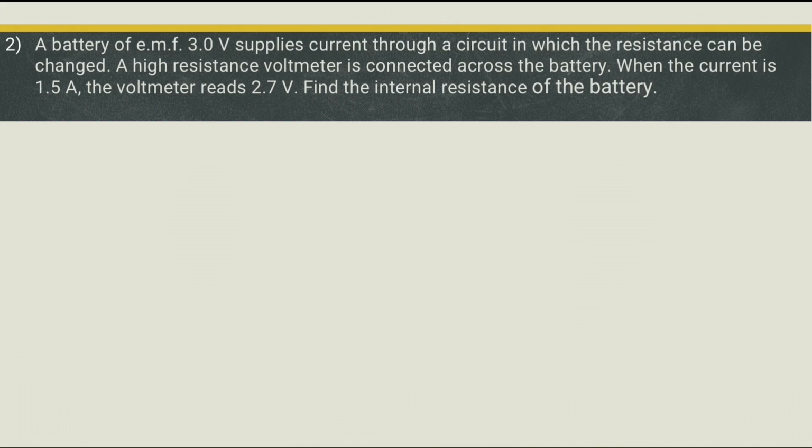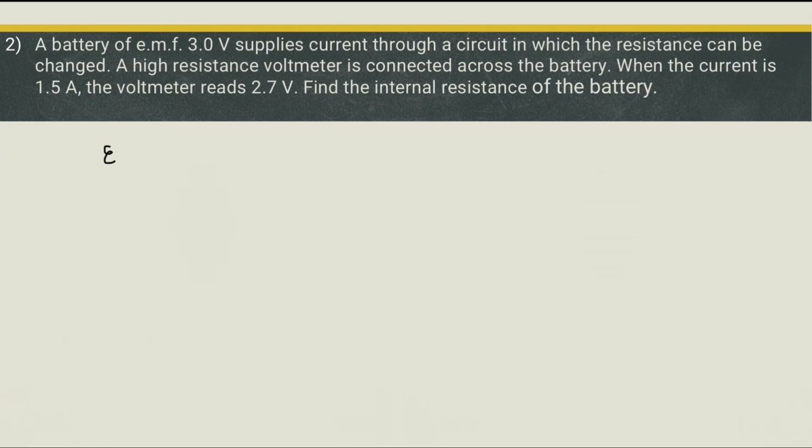Next question. A battery of EMF 3 volt supplies a current through a circuit in which the resistance can be changed. Okay, so resistance is variable. A high resistance voltmeter is connected across the battery. The current is 1.5 ampere, voltmeter reading is 2.7 volt. Find the internal resistance of the battery.